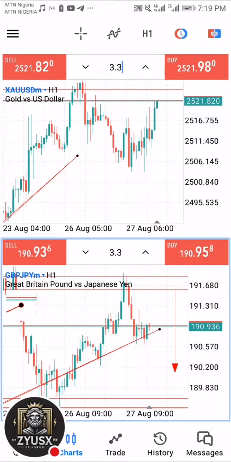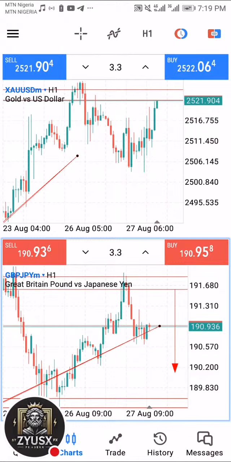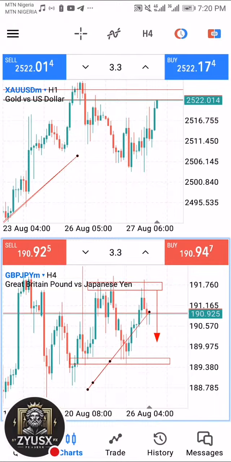Avoid taking any buy or sell at this area. I keep stressing that fact. I know you guys are very eager to pass your challenges, to scale up your account, and you just feel a need to trade every time or every day.